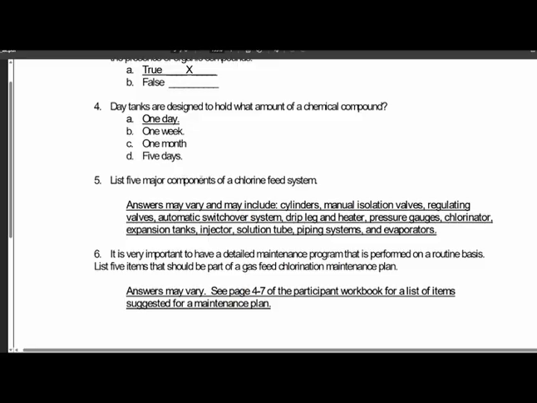Five major components to a chlorine feed system are cylinders, manual isolation valves, regulator valves, an automatic switchover system, pressure gauges, expansion tanks, injectors, piping systems, and evaporators.